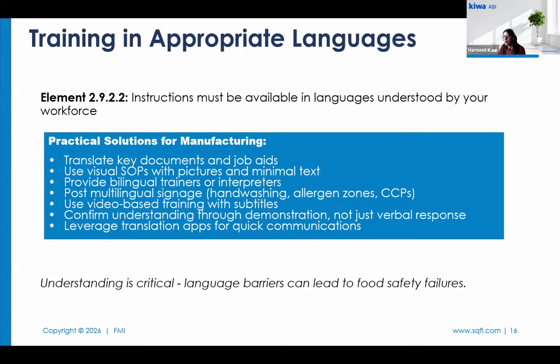And leverage technology. Of course, translation apps, AI right now. Christina, I was just talking about AI a minute ago. Translation apps can help you with quick, on-the-spot communications. And here's the bottom line: understanding is critical. Language barriers can and do lead to food safety failures. This isn't optional, this is essential.